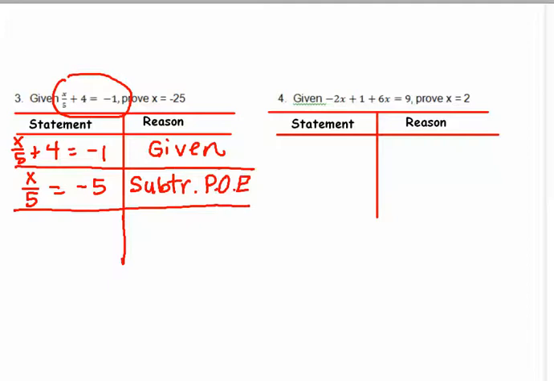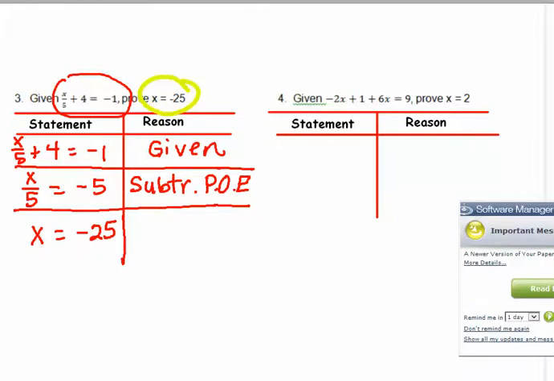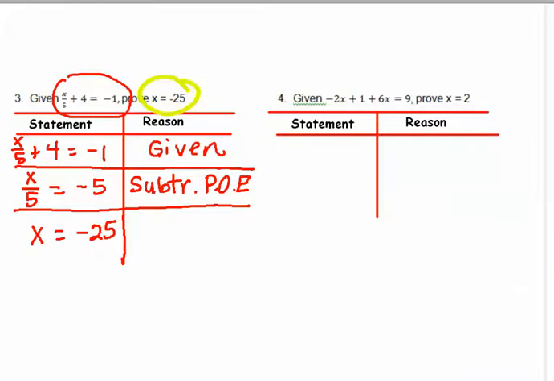Alright, now I would multiply both sides by 5. I'm not going to show that I'm doing it, I'm just mentally going to do it. And now we get x equals negative 25. And look at that. That was what I was supposed to prove. I'm already there. So amazing. Okay, and that is multiplication POE.